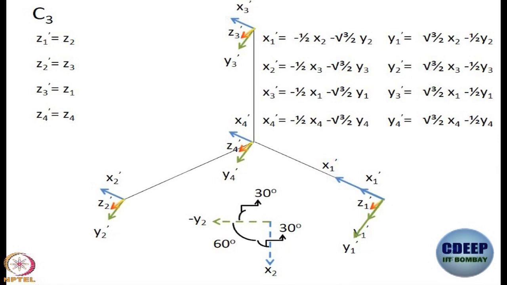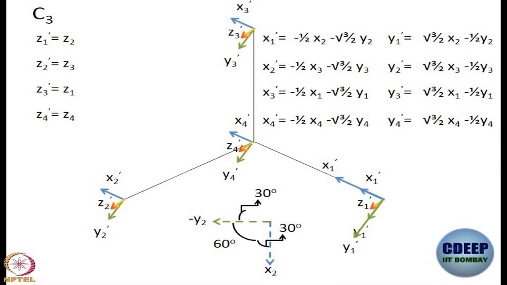What about y1 dash? What will y1 dash be? Y1 dash will be how much multiplied by x2 plus how much multiplied by y2. This is 30 degrees. So, plus cos 30 degrees into x2. How much is that? Root 3 by 2 x2. And what about y2? It's along minus y2 and sin, right? So, how much will it be? How can sin and cos both be root 3 by 2? Half. Okay. So, y1 dashed equals root 3 by 2 x2 minus half y2. Are we clear with that?